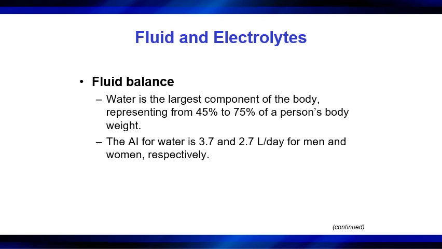Looking at fluid and electrolytes, water obviously is the largest component of the body. Anywhere from 45 to 75% of a person's body weight is made of water. And again, water is going to act as a lubricant and a shock absorber. It helps as a building material and as a solvent. It's also essential for body temperature regulation.